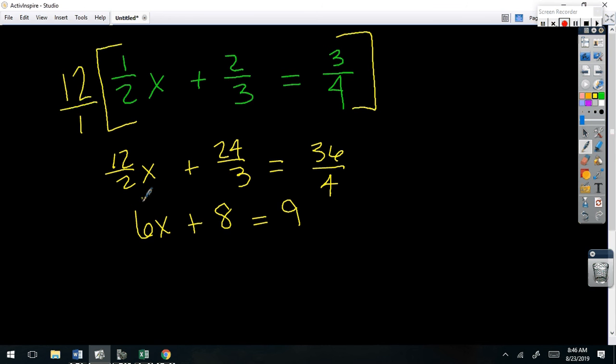Just a handy little trick for getting rid of fractions, since y'all said you don't like fractions. That's a good way to get rid of them. The only thing you have to do there is find that least common multiple between all of the bottoms. All right, really quick, inequalities, and I'll be done.